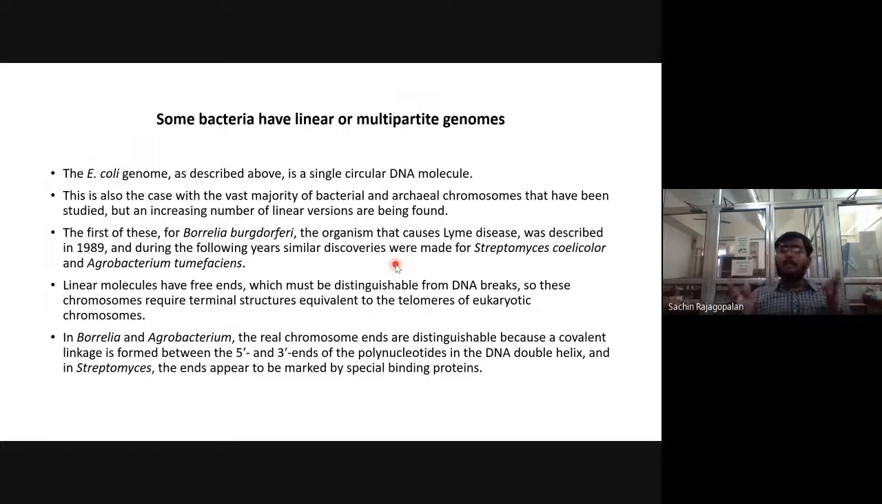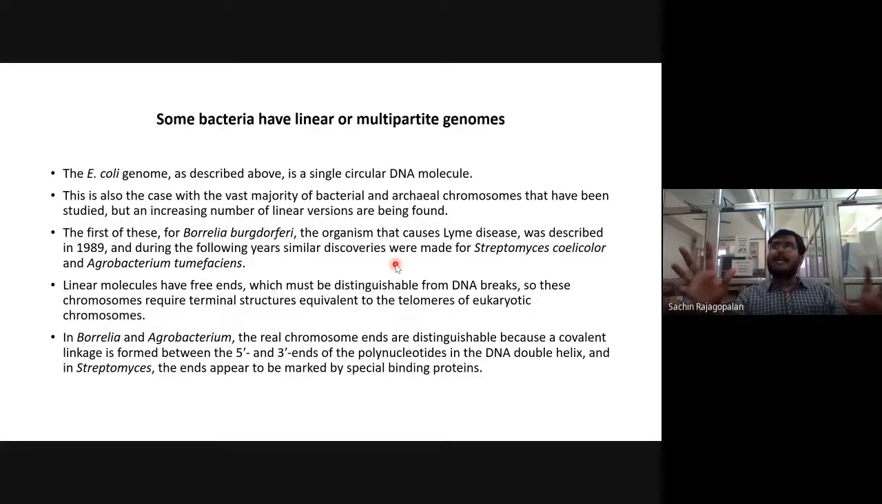So linear molecules are going to have free ends, and if it has free ends, then obviously we should be able to distinguish whether these free ends formed because of breakage or it is linear itself from the beginning. क्योंकि जब तुम सर्कुलर मॉलिक्यूल को तोड़ोगे तो तभी भी तो तुमको एंड्स मिलेंगे. तो उनसे डिस्टिंग्विश करने के लिए उन एंड्स पर, उन टर्मिनल स्ट्रक्चर्स पर कुछ तो सीक्वेंसेस होने चाहिए. जैसे ह्यूमन जीनोम में अगर तुम देखोगे तो एंड्स पर टेलोमेरिक रिपीट्स होते हैं. You might have heard of telomeres, right?